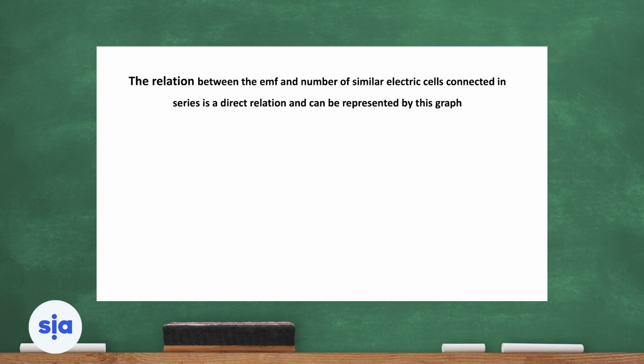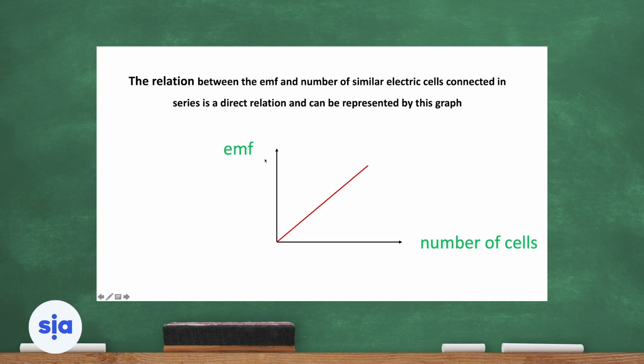Now the relation between the electromotive force and the number of similar electric cells connected in series is a direct relation and can be represented by this graph. The y-axis represents the electromotive force and the x-axis represents the number of cells. Can you see the relationship? It's a direct relationship. This means whenever you increase the number of cells in a battery, the electromotive force will increase too.